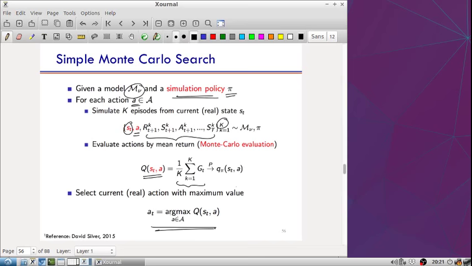In the board game, for example, all the intermediate rewards are actually 0, except for the last reward, and that's 1 if you win, 0 if you lose. So essentially, it's saying the proportion of wins that you have if you take action A and follow the simulation policy.